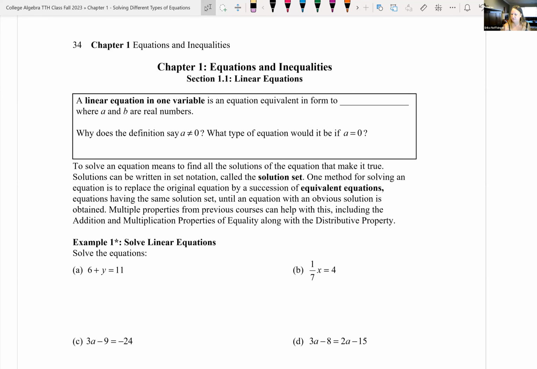And I didn't realize when I pulled these notes that they were my 1.1 notes.